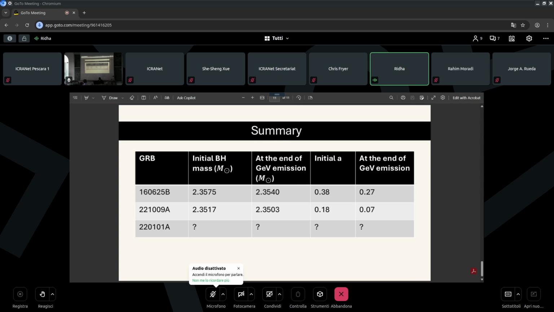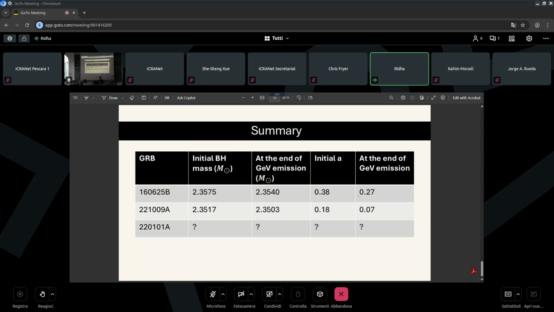And finally, this is the summary of my results. The initial mass is the variation between the initial mass at the time of the beginning of observation in GeV to the mass at the end of GeV observation, and similarly the A parameter at the beginning of the observation and at the end of observation.